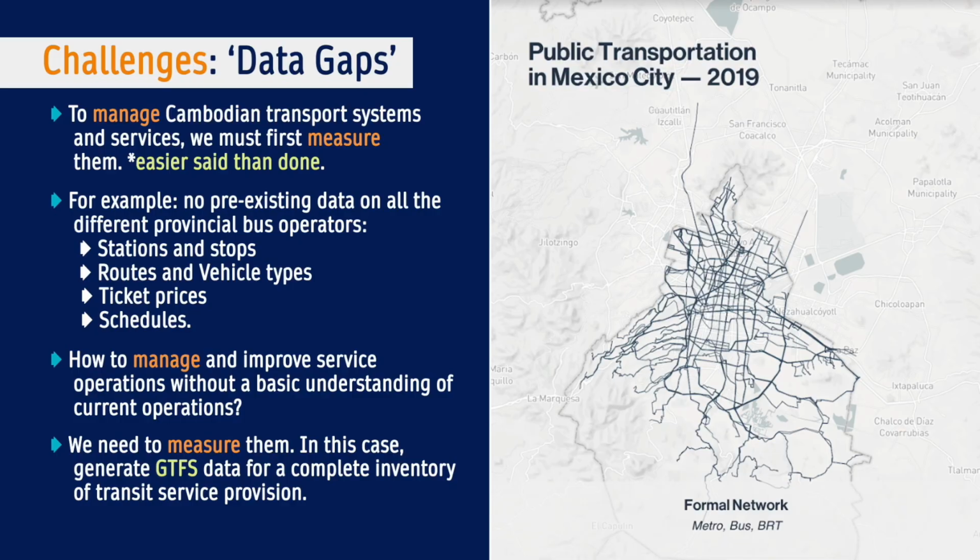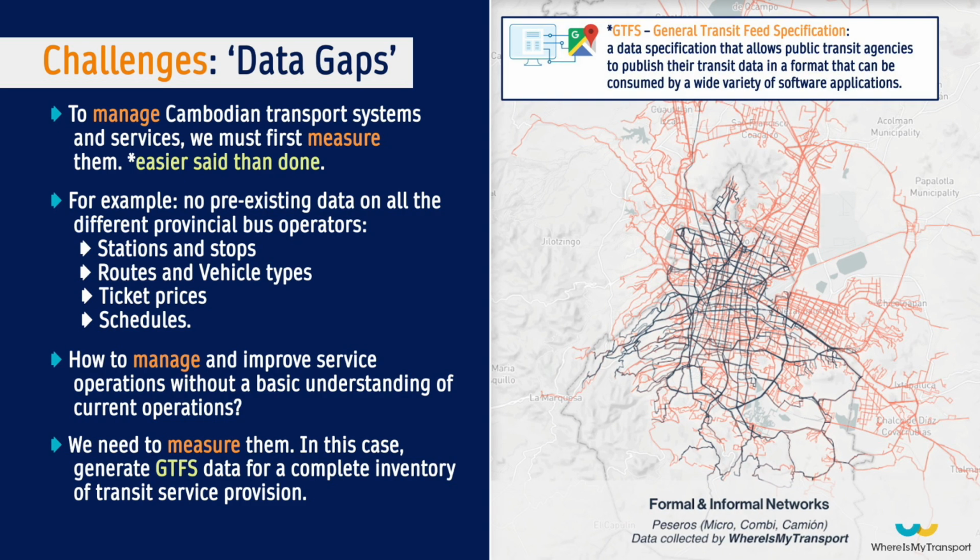This is just an illustration from Mexico City. This is the formal network, so the buses that the city operates and manages. But this is the real network. All the informal services that exist were not previously documented. And so if you don't have this information, you don't know where people are going to and from, and it makes it very hard to plan your city.